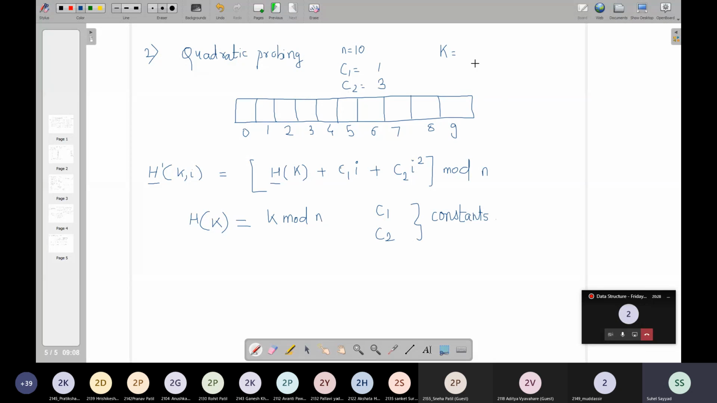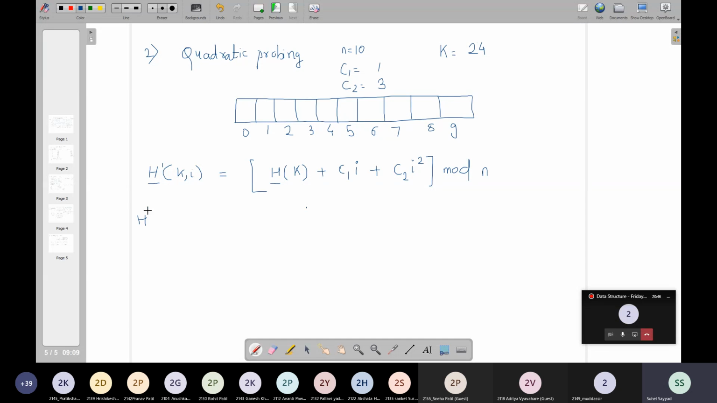Now let us take some examples so that the working of quadratic probing will be more clear. I'll take some examples. Suppose I take key value 24. I'll erase this part. Let us solve now, first key value 24.